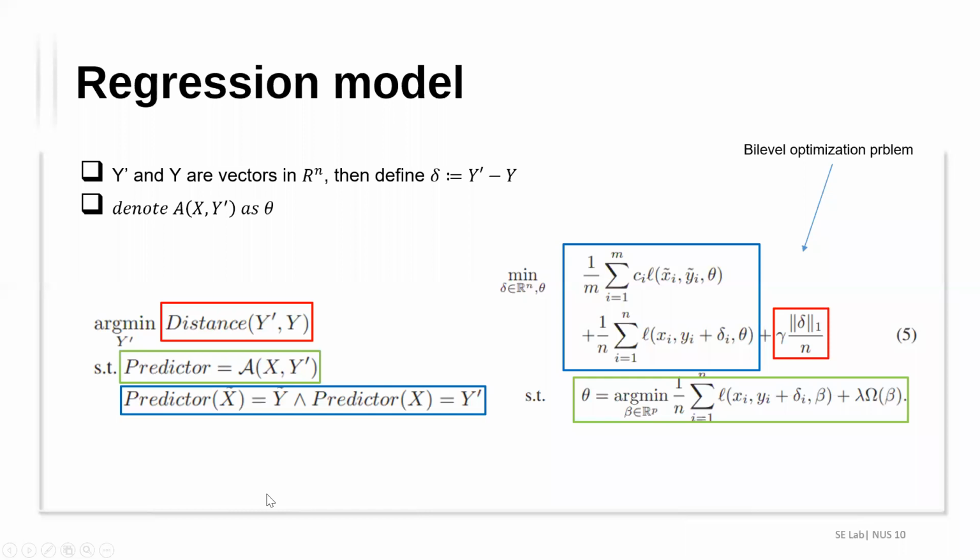Let's first take a look at the distance between Y prime and Y. It can be written in this form, in red. Gamma is just a weight, and they use L1 distance. If it is a regression model, Y and Y prime are supposed to be continuous scalars. So each dimension is a continuous value, like 0.5, 3, 0.2, something like that. This is supposed to be a prediction.